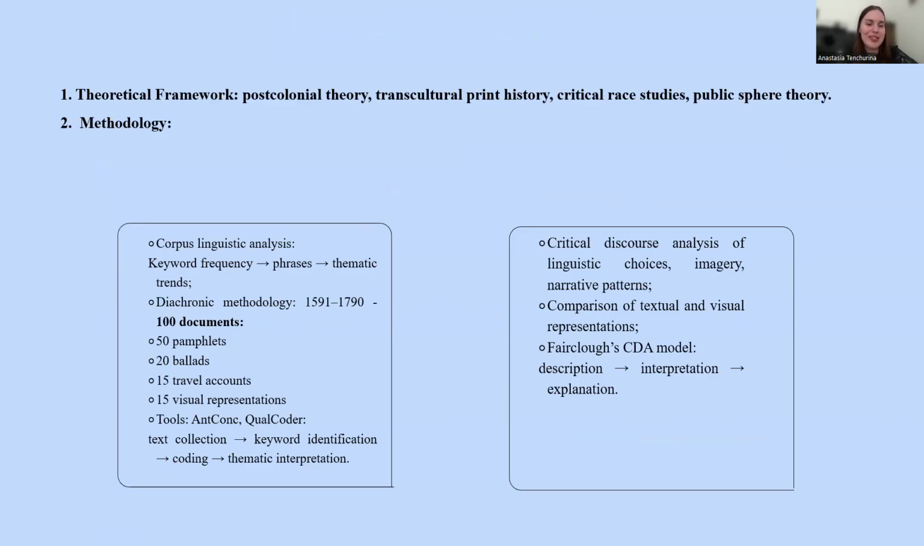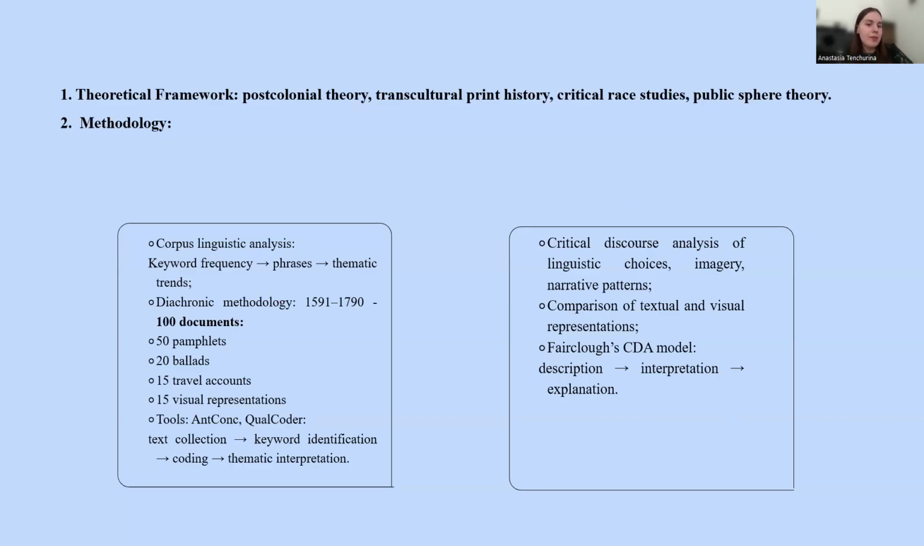So my corpus consists of four interconnected groups of materials, like I mentioned before: pamphlets, ballads, travel accounts, and visual representations. The period between 1591 and 1790 was selected because it marks the beginning of so-called sustained English interaction with India, and concludes at the moment when British political and economic dominance became very firmly embedded and consolidated through the East India Company.